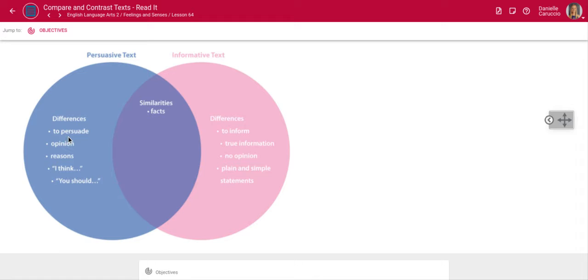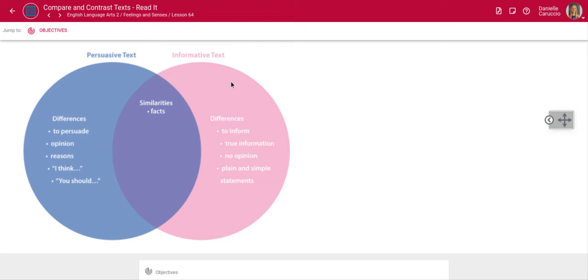So some of the differences are, of course, that a persuasive text's purpose is to persuade. Next, this is based off of the author's opinion. So it's not a fact, it's just what they believe. And they are trying to get you to believe the same thing. Next, it's going to include a lot of reasons. We talked about that if you're trying to persuade someone to do something or convince them, you have to give them reasons as to why they should believe that or do that. Also, you're going to see a lot of the words I think or you should.